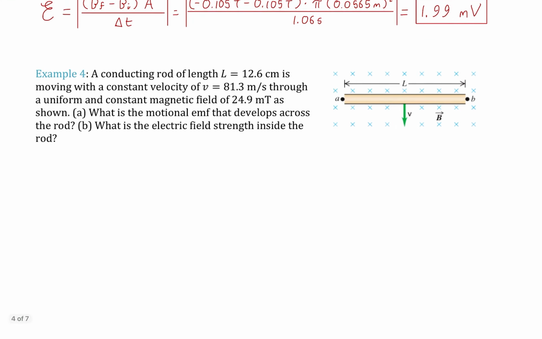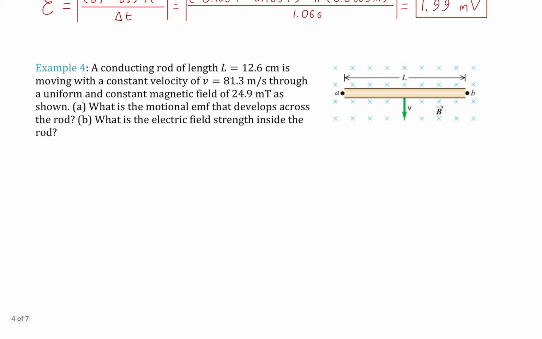Okay, let's do a motional EMF problem. A conducting rod of length 12.6 centimeters is moving with a constant velocity through a uniform and constant magnetic field of 24.9 milliteslas, as shown. What is the motional EMF that develops across the rod? All right, and then what is the electric field strength inside the rod?